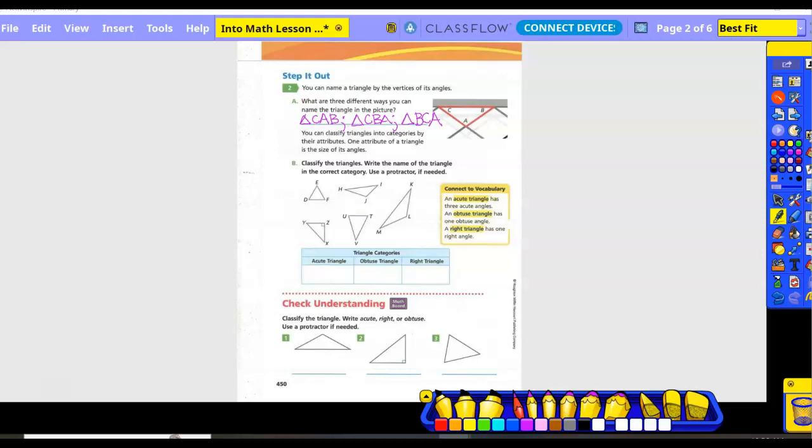Okay. So, of course, an acute triangle has three acute angles. An obtuse triangle has one obtuse angle, and a right triangle has one right angle. And we just talked about why you can't have more than one right angle or one obtuse angle, correct? So, what do you guys think? What would be an acute triangle?